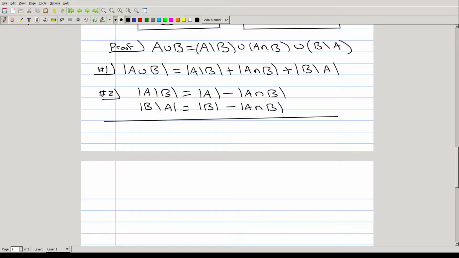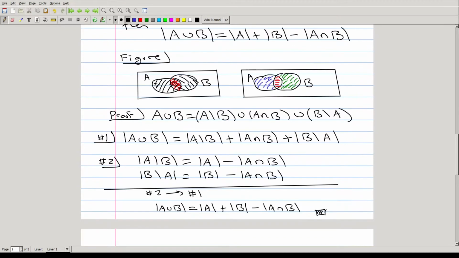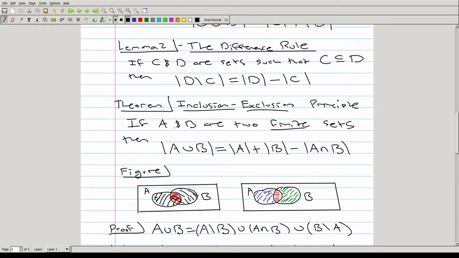And lastly, when we take the two relationships from number 2 and substitute into equation 1, we're left with a cancellation. And the formula that we get from the cancellation is exactly that the size of A union B is equal to the size of A plus the size of B minus the size of A intersected with B. So this proves the inclusion-exclusion principle for two sets.